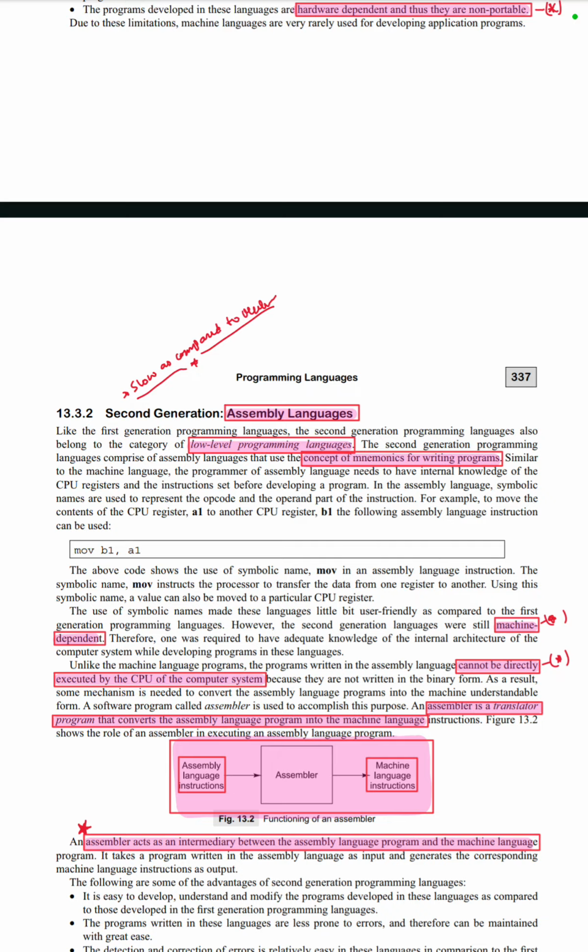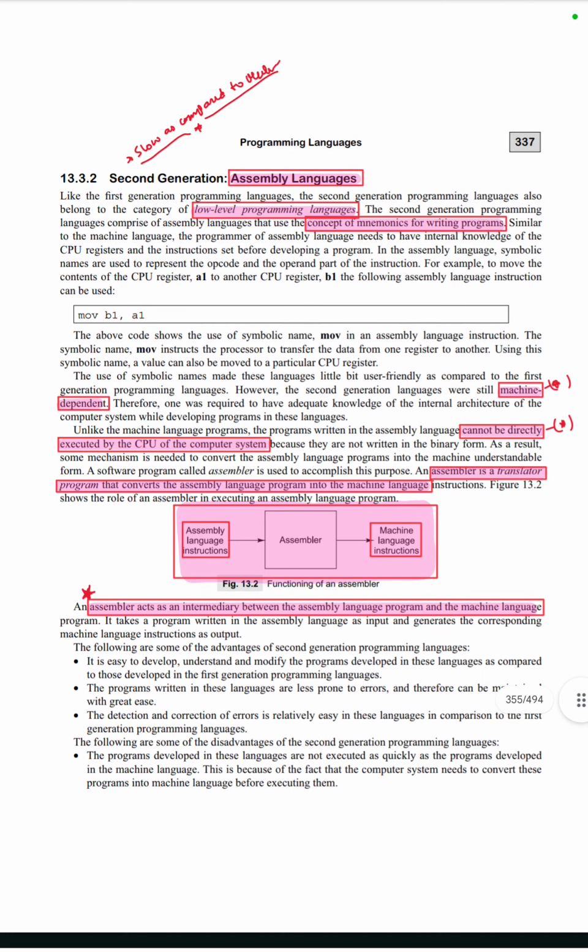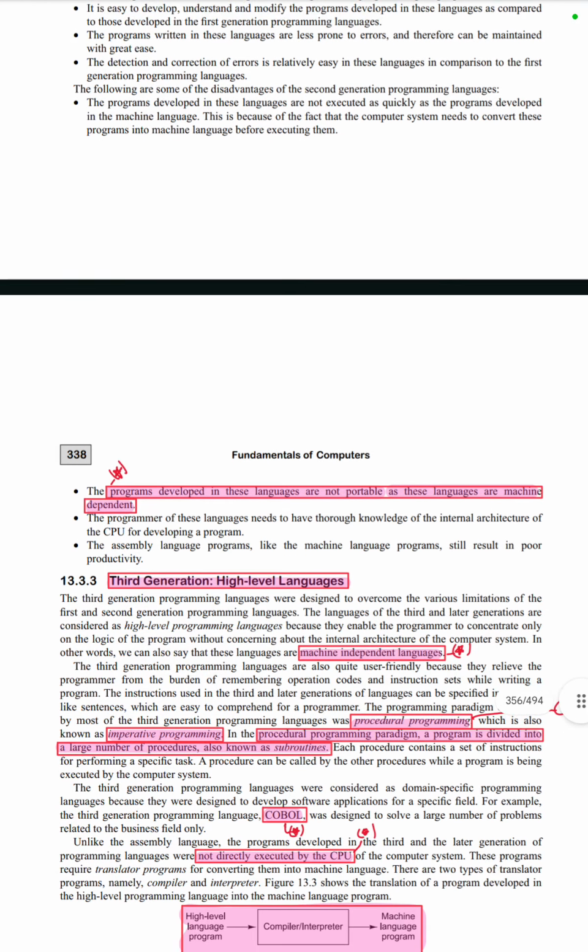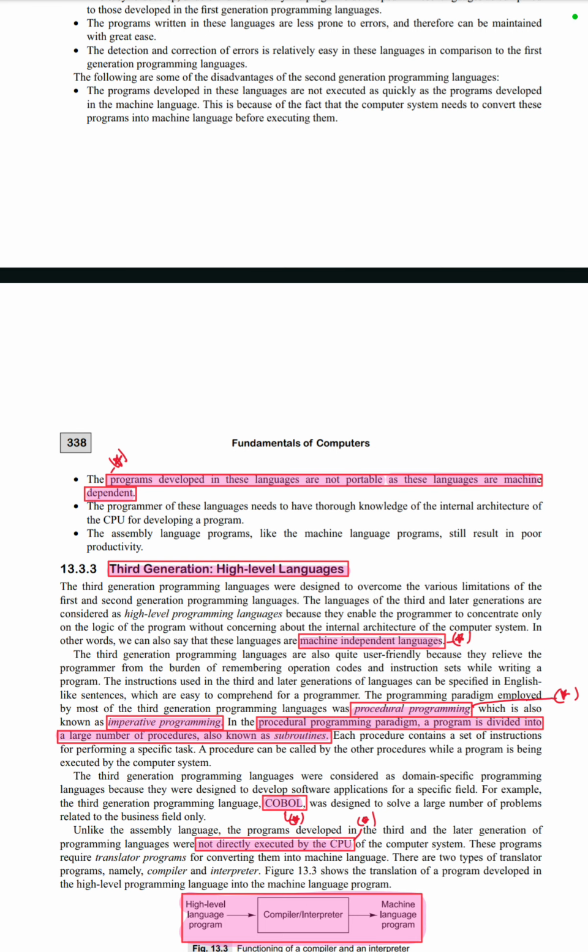Assembler is a translator program. Assembler is a translator program that converts the assembly language program into machine language instructions. So assembly language instructions are converted by the assembler into machine language instructions. Assembler acts as an intermediary between the assembly language program and the machine language program. Programs developed in these languages are not portable as these languages are machine dependent.